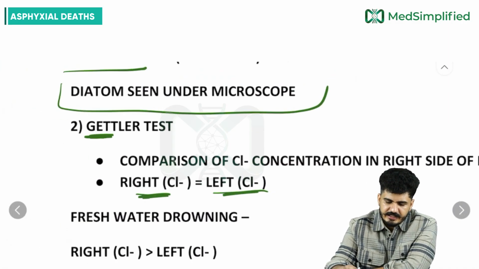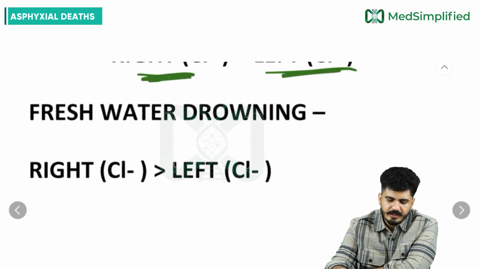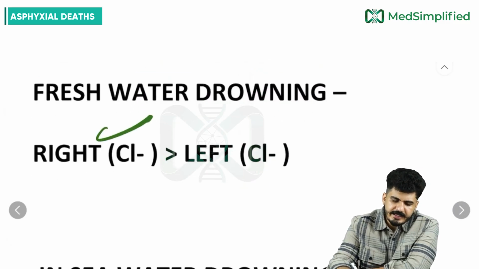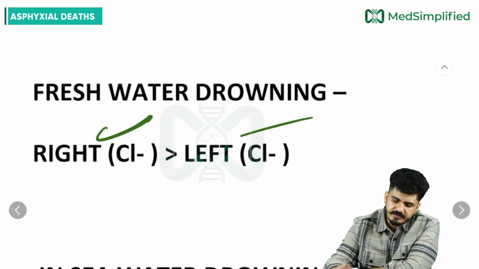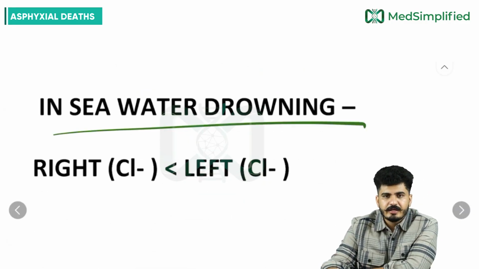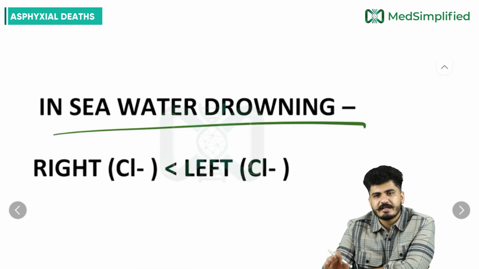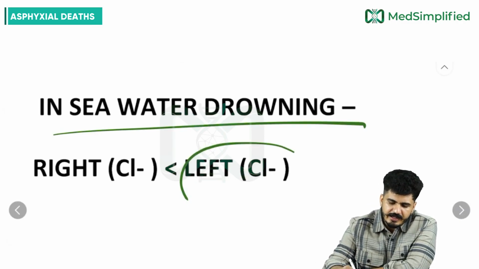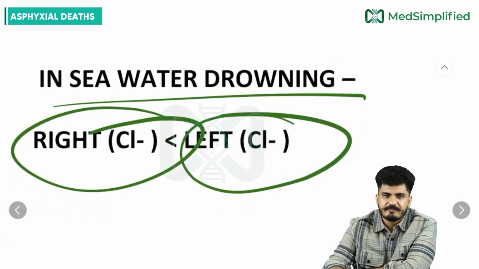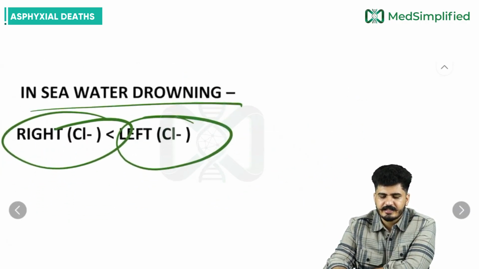But if we see right here, sir, in freshwater drowning, what will happen? The chloride concentration in the right side is more than the left side, my dear friends. And in seawater drowning, where the cause of death was bradycardia, here left side chloride is more than the right side, my dear friends.